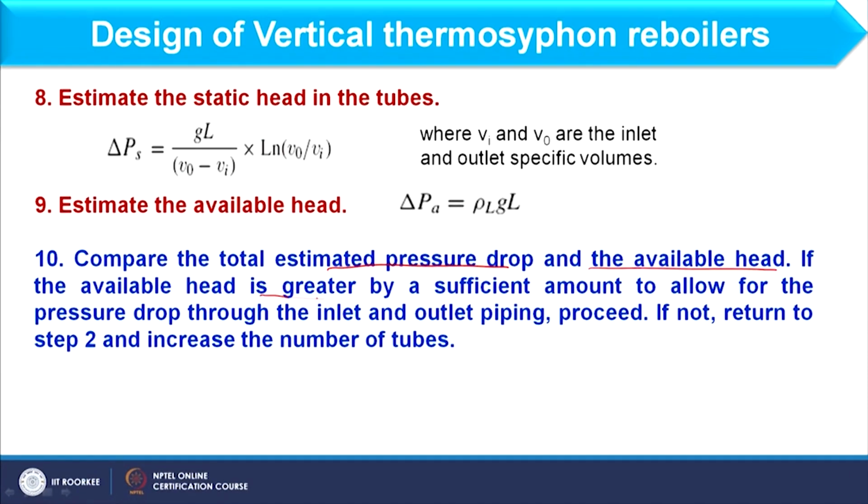If available head is greater by a sufficient amount to allow for the pressure drop through the inlet and outlet piping, we accept the design and proceed further. If not, we have to return to the second step and increase the number of tubes. So, how should I increase the number of tubes?